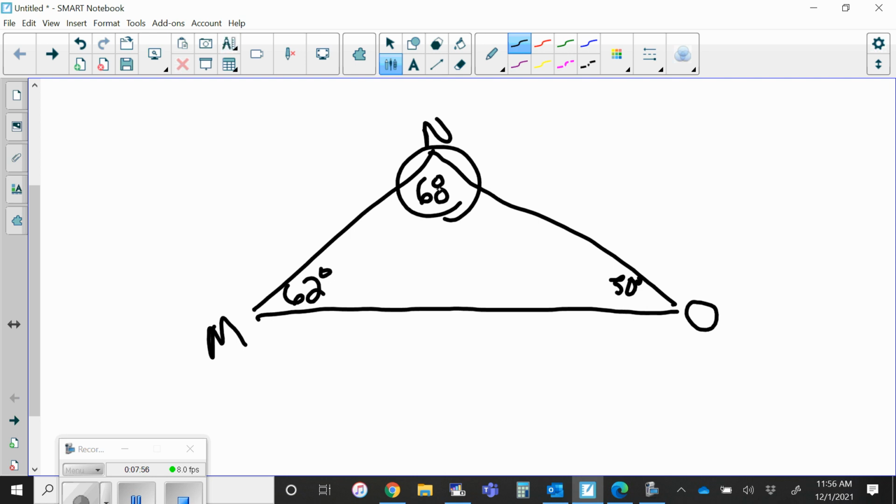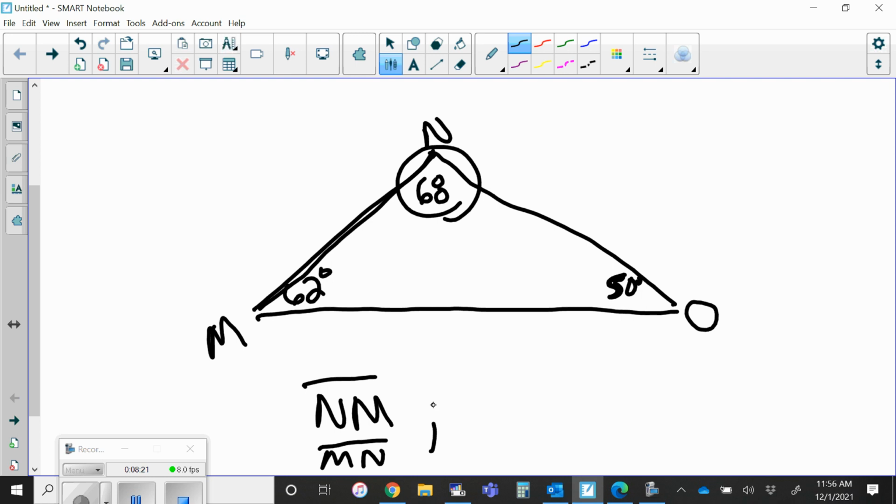What's the smallest side? That's a 50. Smallest side is NM, and we would label that like this, NM line segment, or what's another way I could write it? MN. Yes, MN line segment. That would be the smallest.